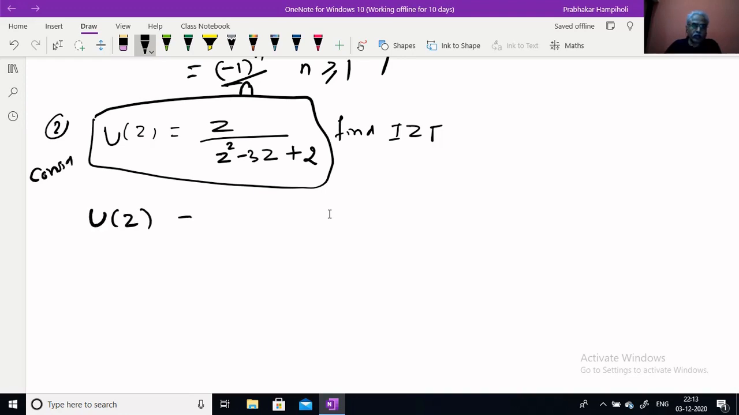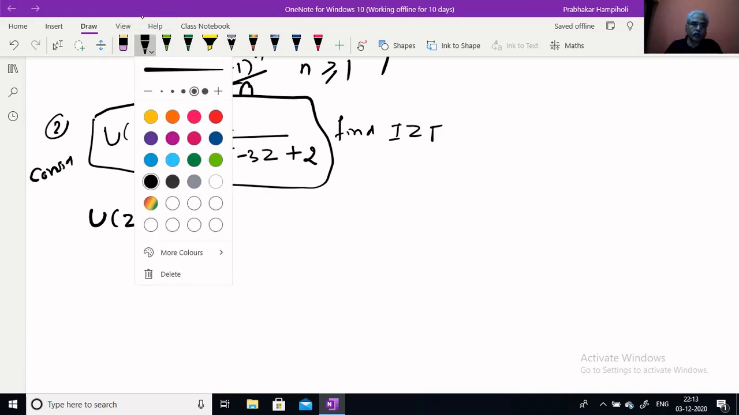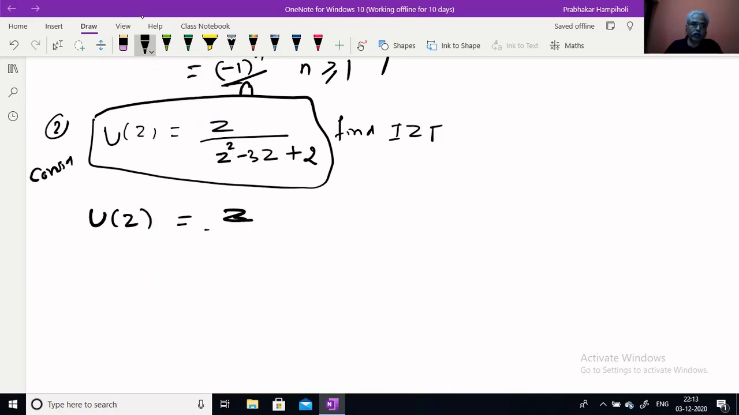So for the second one, what you do is divide by the highest power. Here z upon, and here also you take common. If I take z square common, how does it look? 1 minus 3 by z plus 2 by z square. I'll tell you why I'm doing this. And now this looks like 1 by z.